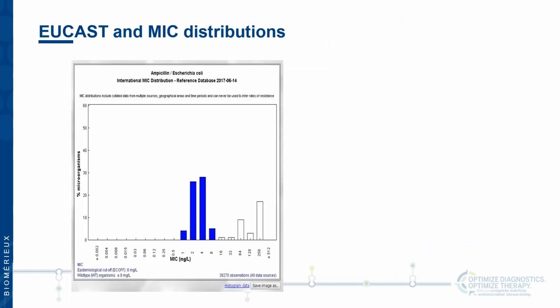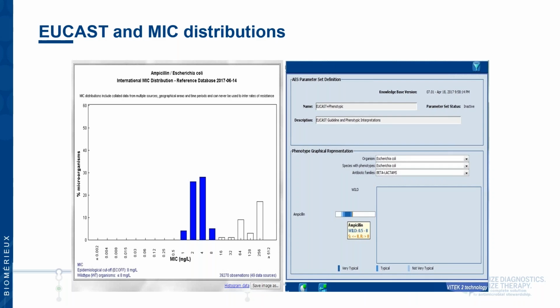You may be more familiar with looking at something like this, which is an MIC distribution from UCAST. This is the expected distribution of E. coli with ampicillin, and you'll see in the VITEK 2 software, it's the same representation with a wild type breakpoint of less than or equal to 8.